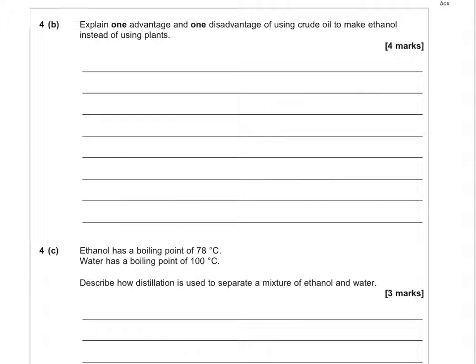Question 4b. Explain 1 advantage and 1 disadvantage of using crude oil to make ethanol instead of using plants. Now here, what you need to have said is crude oil produces pure ethanol, or is a reliable source of ethanol, and is not affected by growth or weather conditions, or it does not cause food shortages because there's no farmland used.